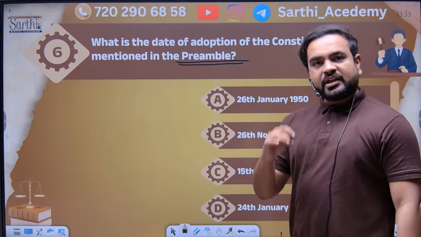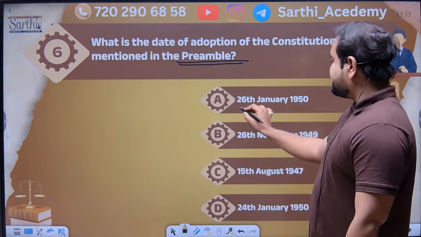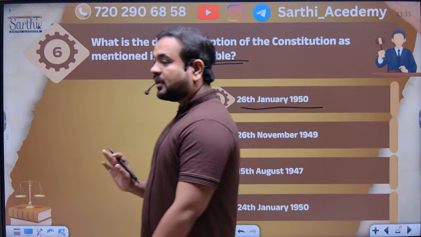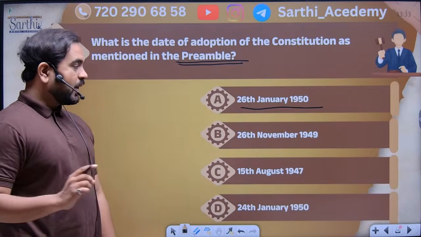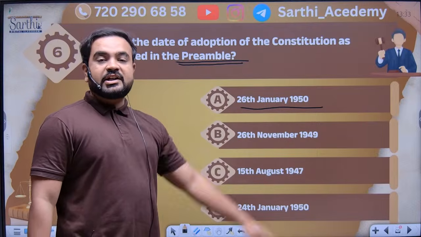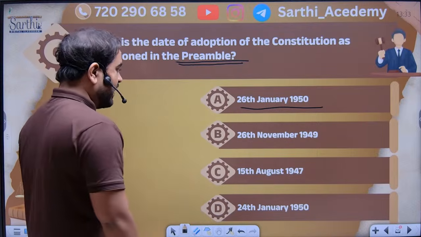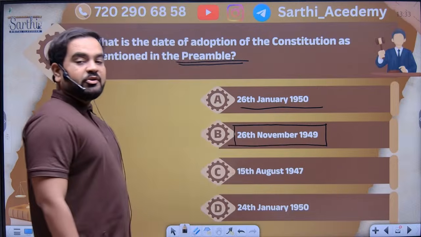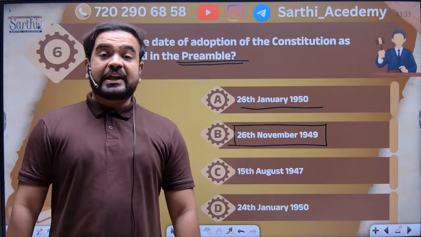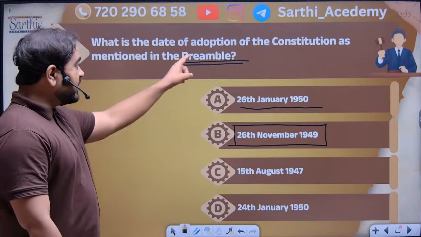I think many students will tick answer A. Many students will take answer A, but answer A is not the answer. If you are going for answer A, that is the wrong answer. Why? Because the date mentioned in our constitution is 26th November 1949, and that is written in the preamble.